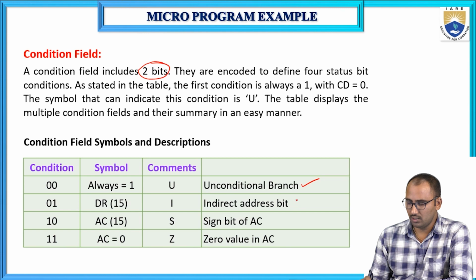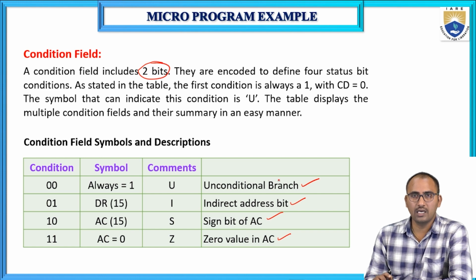Unconditional branch, indirect address bit, sign bit of AC, 0 value in AC. So the first one is 00, the unconditional branch. The name itself specifies the meaning. Unconditional means we are not checking any condition. So without checking any condition, the branching will take place.